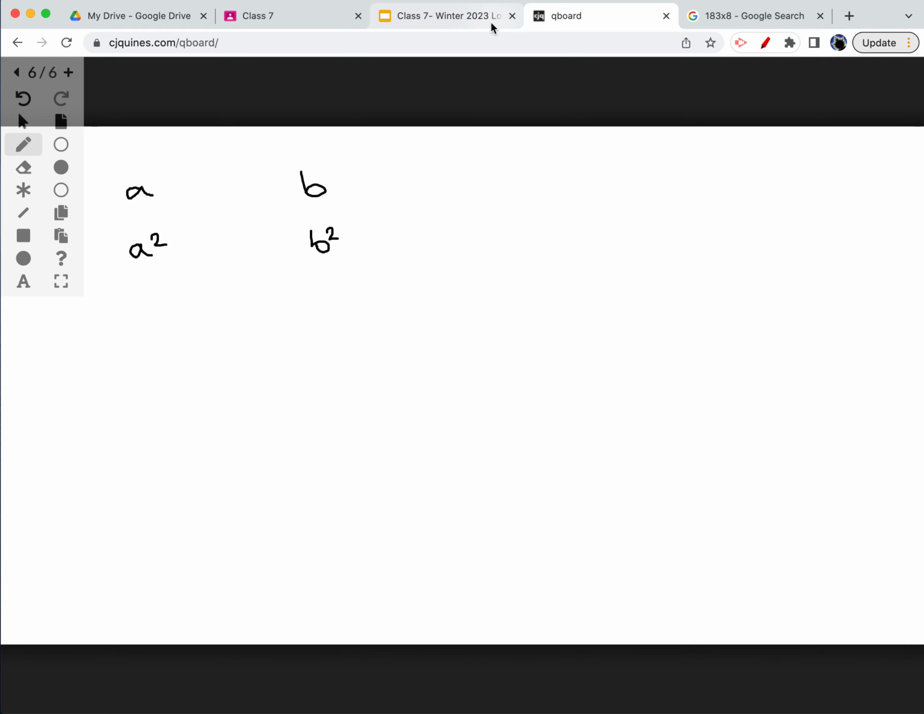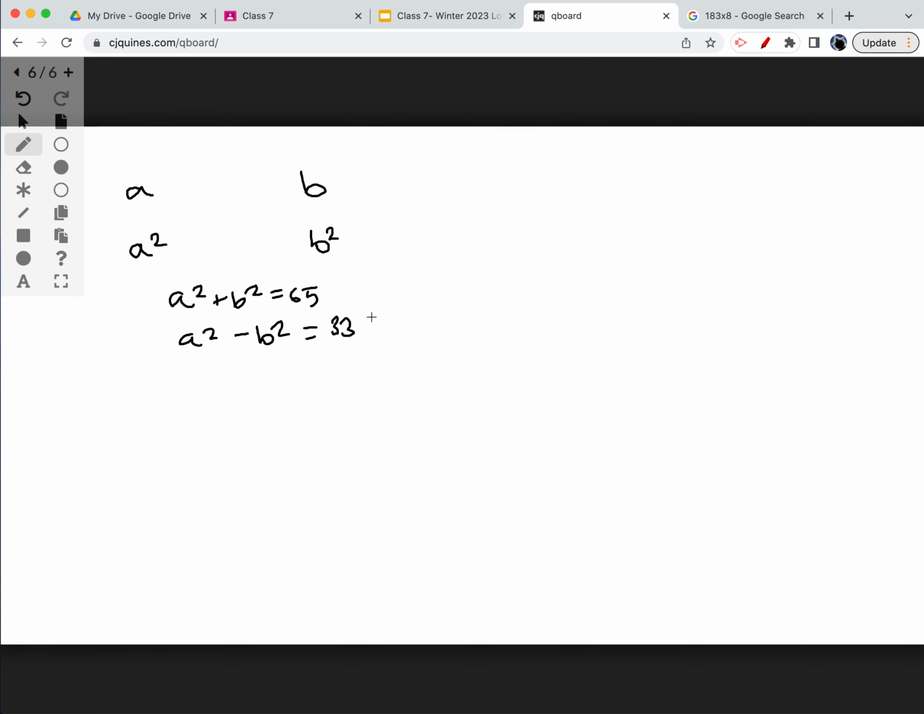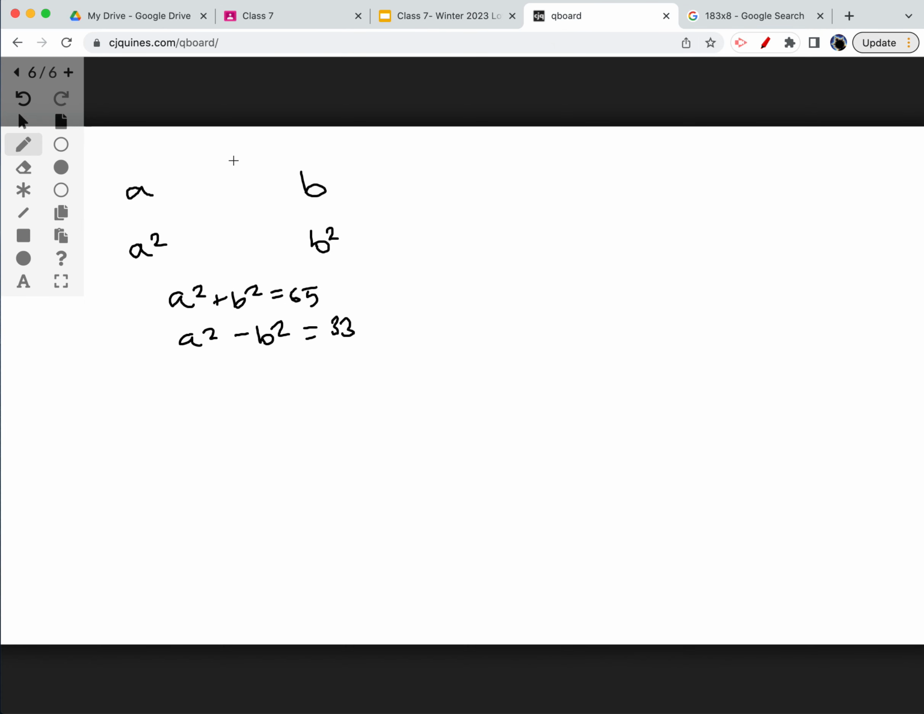So it says that the sum of the areas of the two squares is 65, while the difference in their areas is 33. Right? Yeah. Then it asks us for the sum of their perimeters. So the perimeter of a square with side length A is 4A, and the perimeter of a square with side length B is 4B. So we just want to find 4A plus 4B.